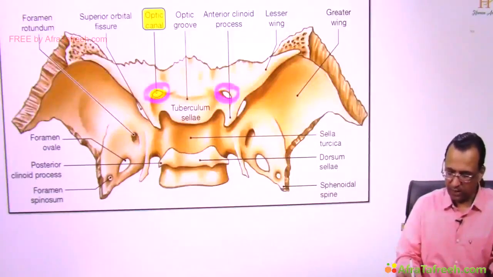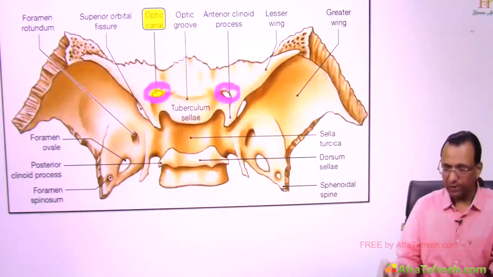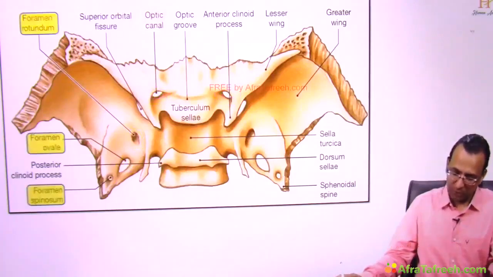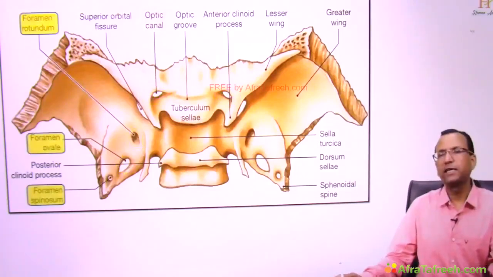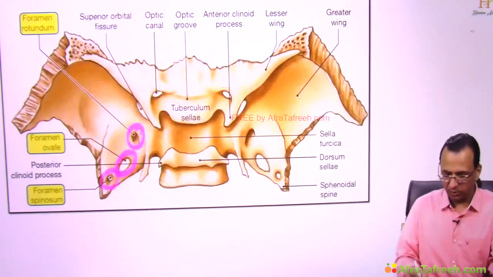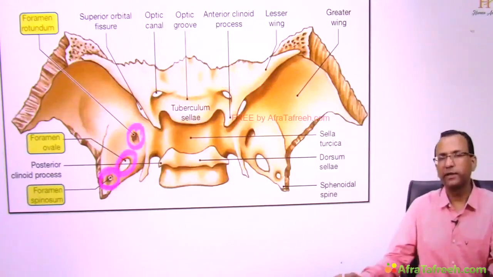I think the optic canal is in the lesser wing of sphenoid for the passage of the optic nerve. Yes, it is. And what is this? Opening in the greater wing of sphenoid. This is foramen rotundum. This is foramen ovale. This is foramen spinosum at the floor of the middle cranial fossa.